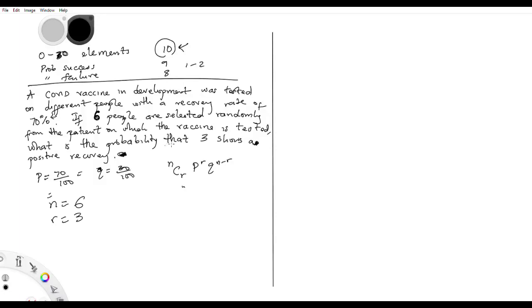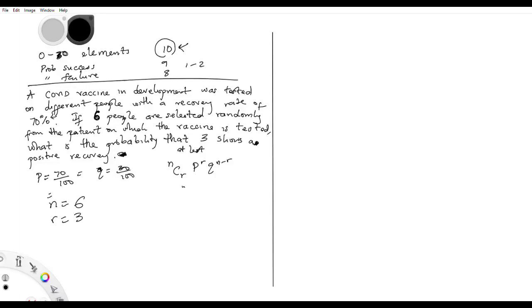Assuming the question now says, what's the probability that at least or at most, or what's the probability that 4 to 5 people show positive? You get those. That's when you're using a range of values. But it's still the same thing. It's just that if it is a range of values, it's binomial. If it is just 1, it's Bernoulli.